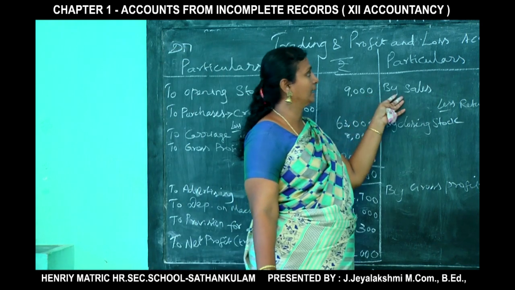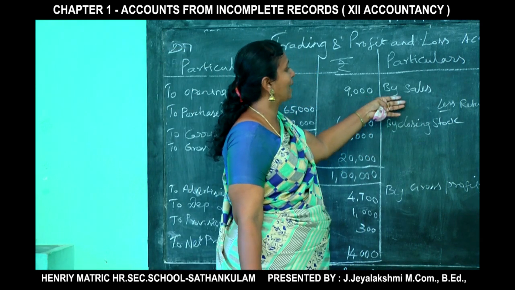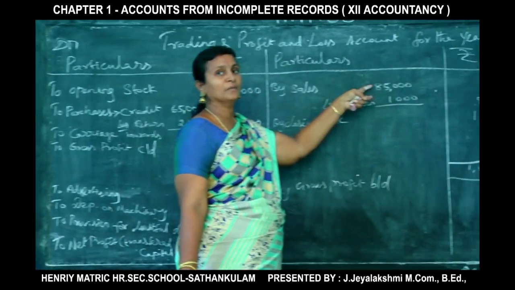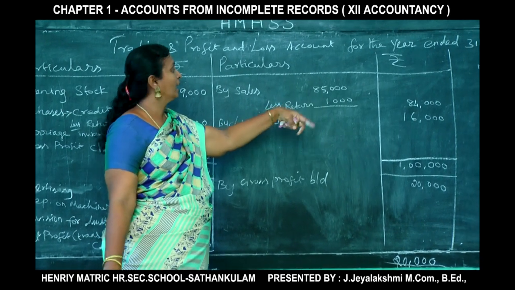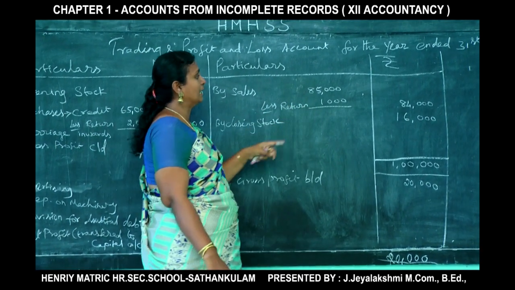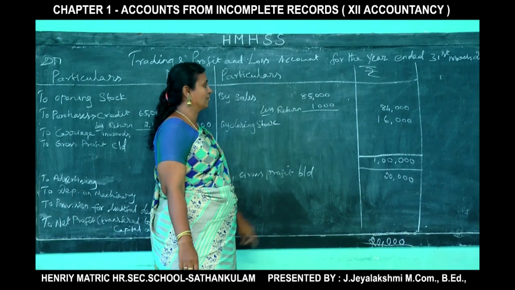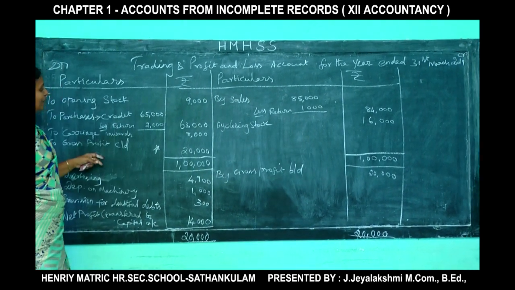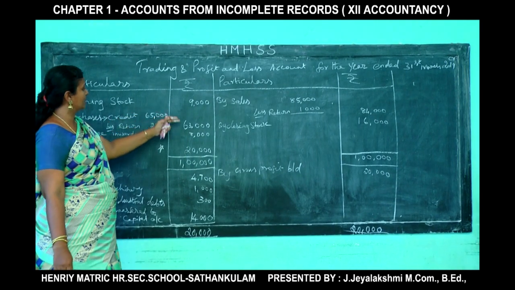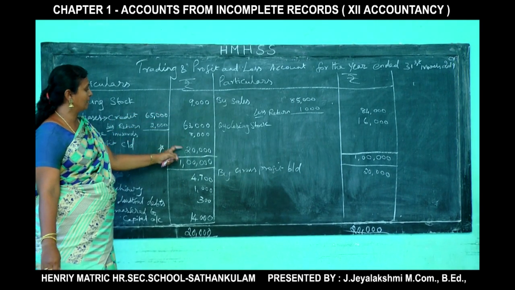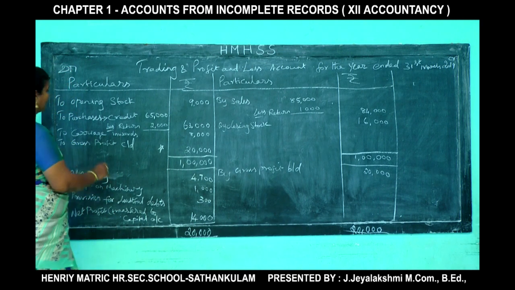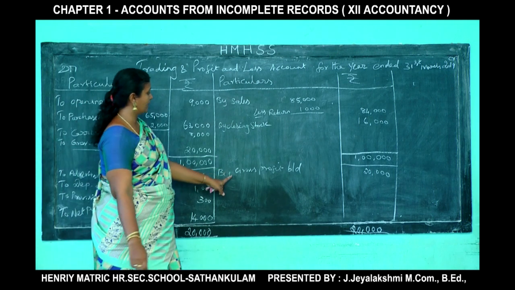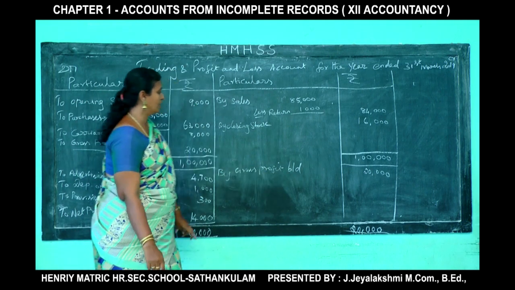Then see here, on this credit side we take by sales. How much have they got as sales? The information we get from the question, 85,000. Less returns 1,000. So you got 84,000. Closing stock you get 6,000. So you have to take 1 lakh minus 9,000, 63,000, 8,000, you got 20,000. Okay, so this profit is brought down as by gross profit 20,000.